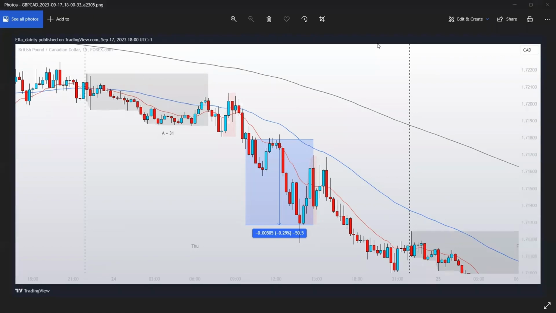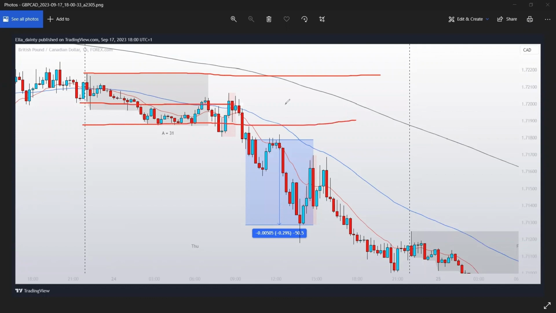Let me grab my pen. All right, so what do we have here? We have our Asian range. This is our line. You can extend this line out. That's the resistance. This is the support, right? And then this is the middle of the range. Let me redraw that. This is the middle of the range around here.